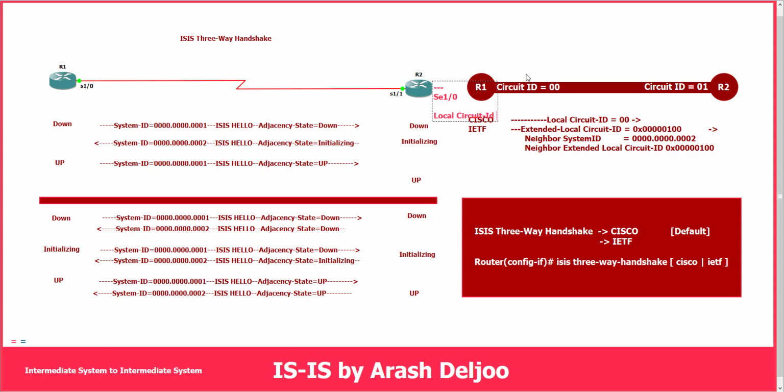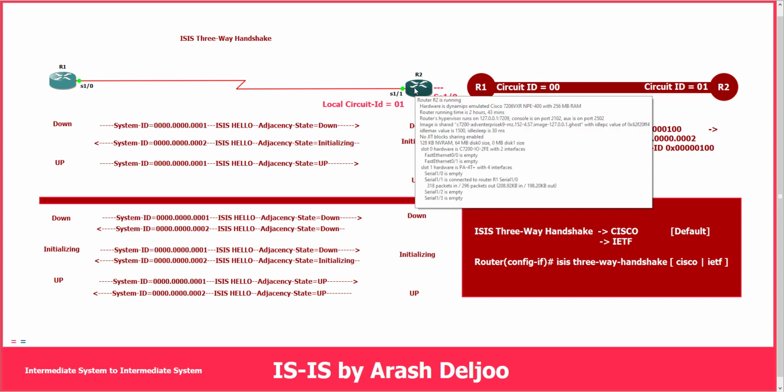For example, for serial 10, it can use 00 because this is 1 byte length, and for serial 11, it can use 01. That's it. So easy. This is the locally assigned number to every interface or every circuit in every router, and the purpose of this local circuit ID is distinguishing between interfaces of the same node. So easy. Okay, the local circuit ID on a point-to-point interface appears only in IIH packets.